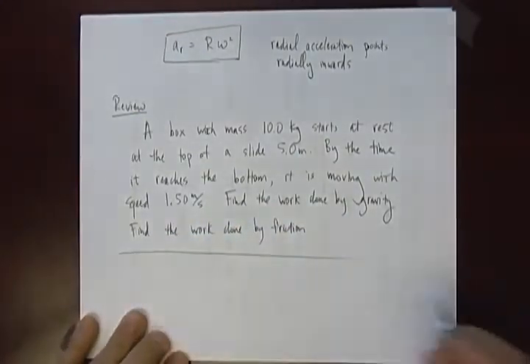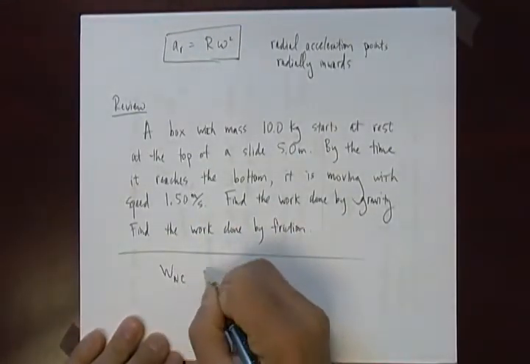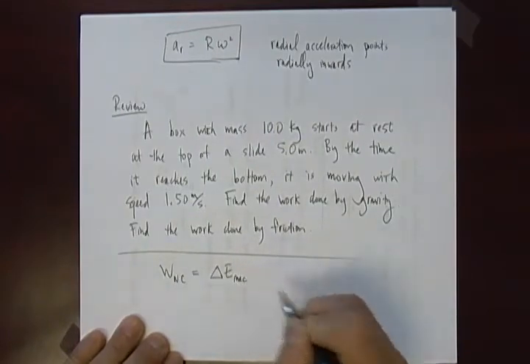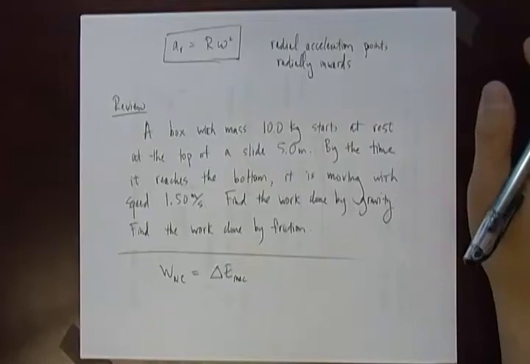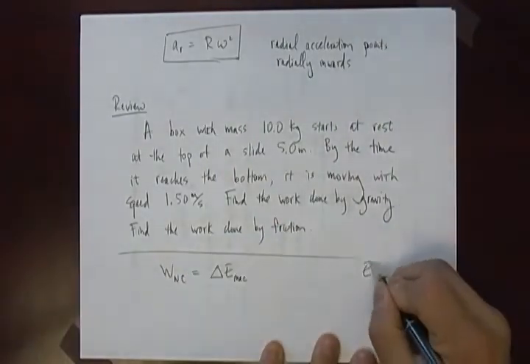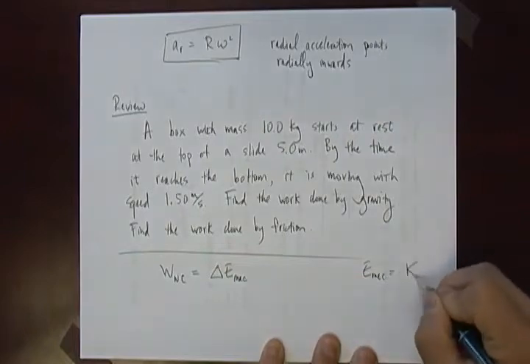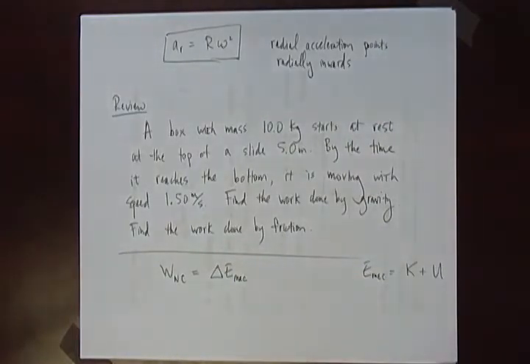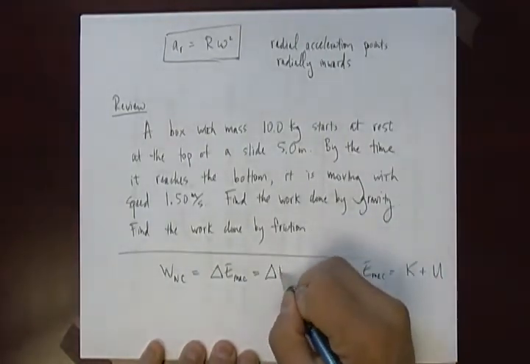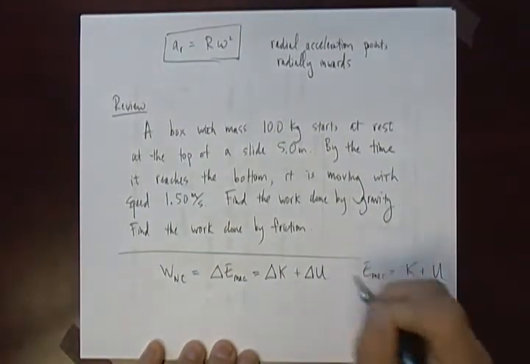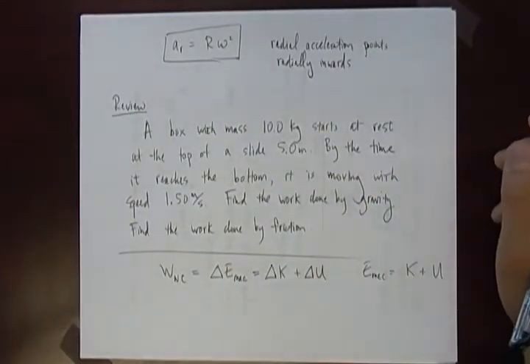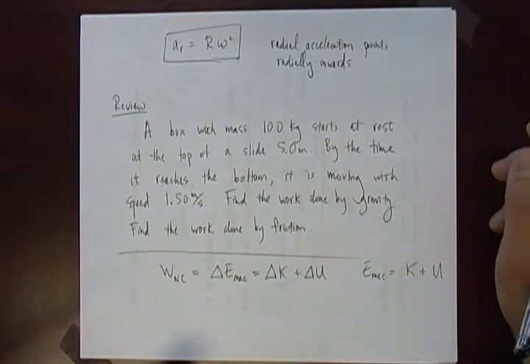Okay, let's start off using the formula: the work done by a non-conservative force is equal to the change in the mechanical energy. Now the mechanical energy is equal to K, the kinetic energy, plus the potential energy. So I can write this as delta K plus delta U. The potential energy I have in mind is the potential energy associated with gravity, right?